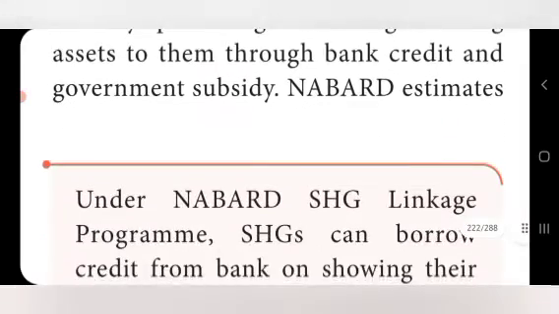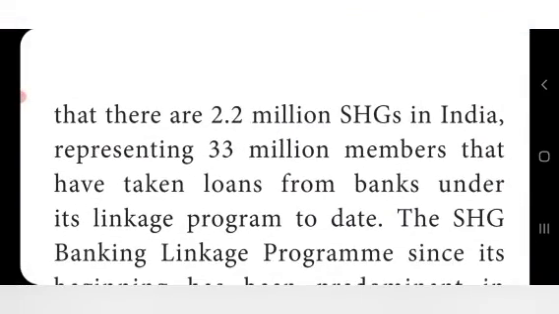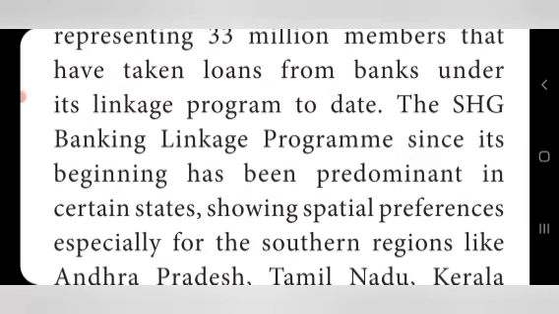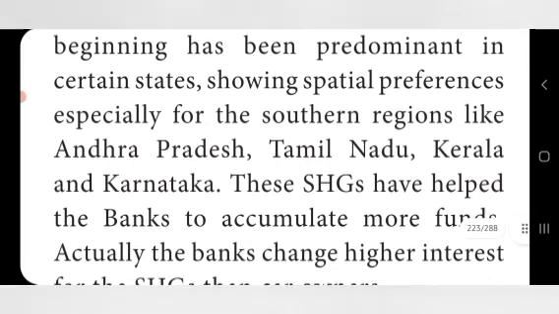NABARD estimates that there are 2.2 million SHGs in India. How much? 2.2 million SHGs in India. They represent 33 million members who have taken loans from banks under its linkage program to date. The SHG bank linkage program since its beginning has been predominant in certain states, showing spatial preferences, especially for the southern region like Andhra Pradesh, Tamil Nadu, Kerala and Karnataka.